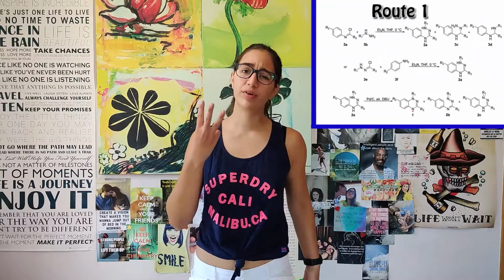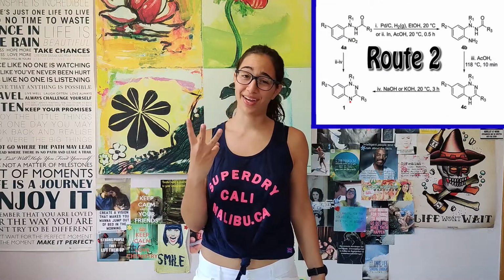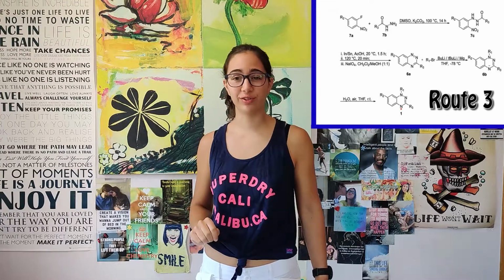My name is Georgia, and we are back on the third and final episode of the series on Blatter radicals. Last time we talked about the three main ways of synthesizing the Blatter radicals depending on the different precursors used, which in turn depend on the substituents we wanted on the Blatter radicals.